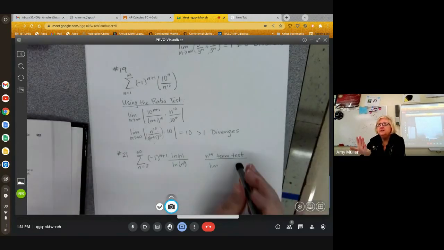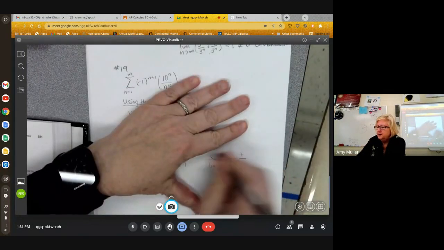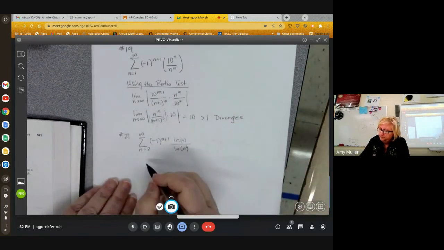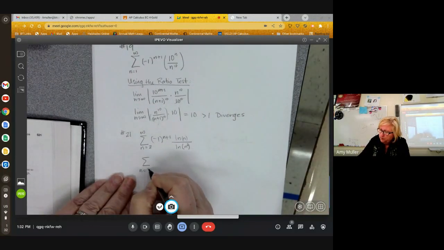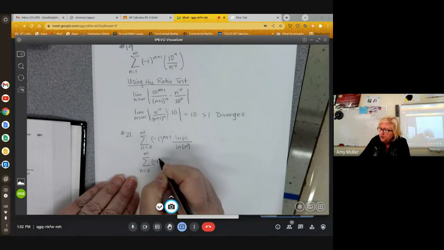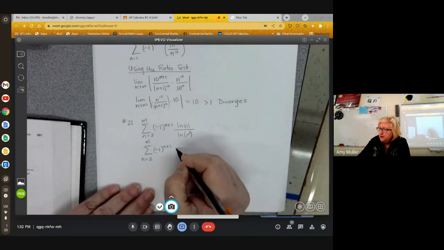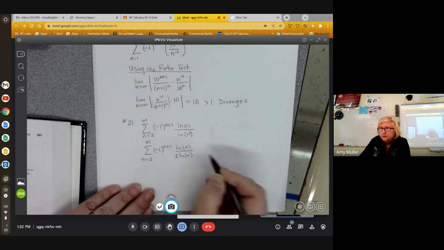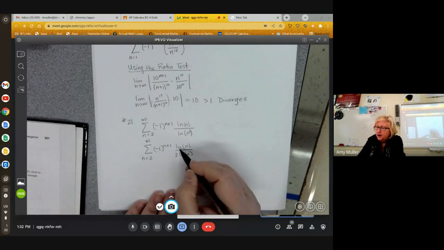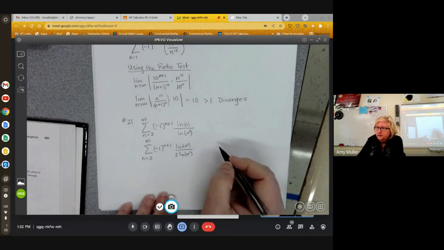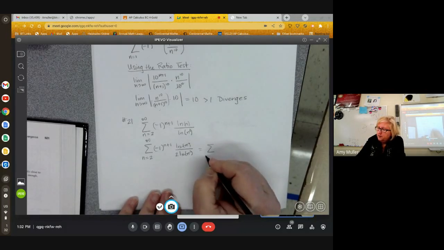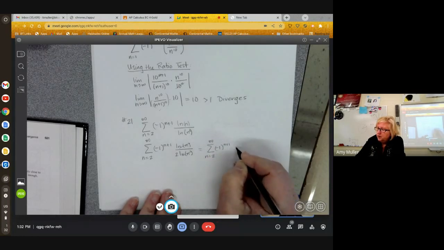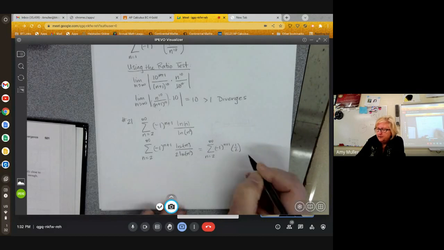So let's try the alternating series test. Shall we do that? But I want to rewrite it first. N equals 2 to infinity, and what do we get? -1 to the n plus 1, and this is ln n over 2 ln n, right? I can bring that 2 down in front, and this goes away. We get the sum from n equals 2 to infinity of -1 to the n plus 1 times 1/2.